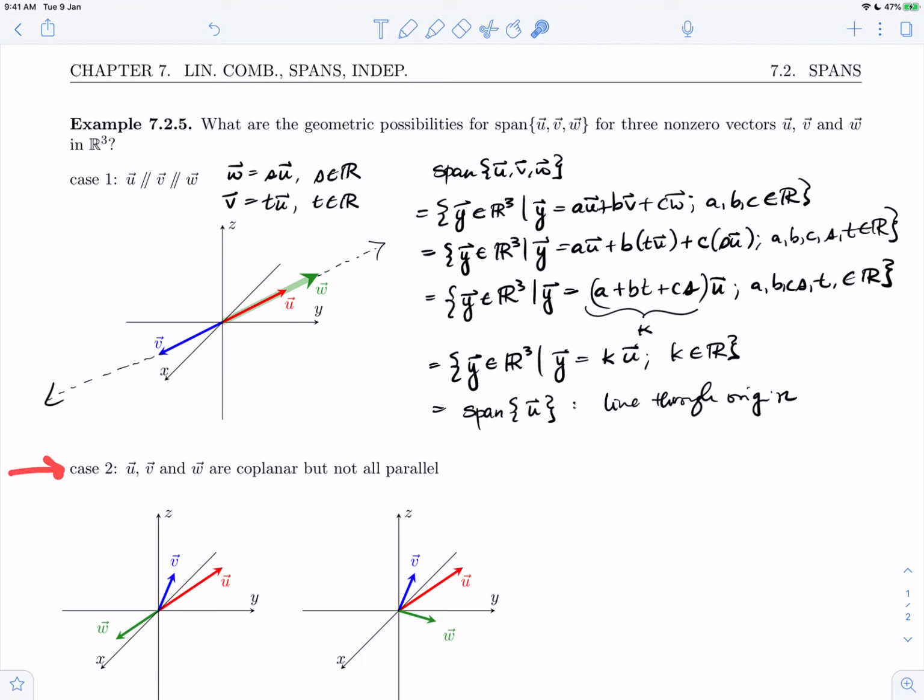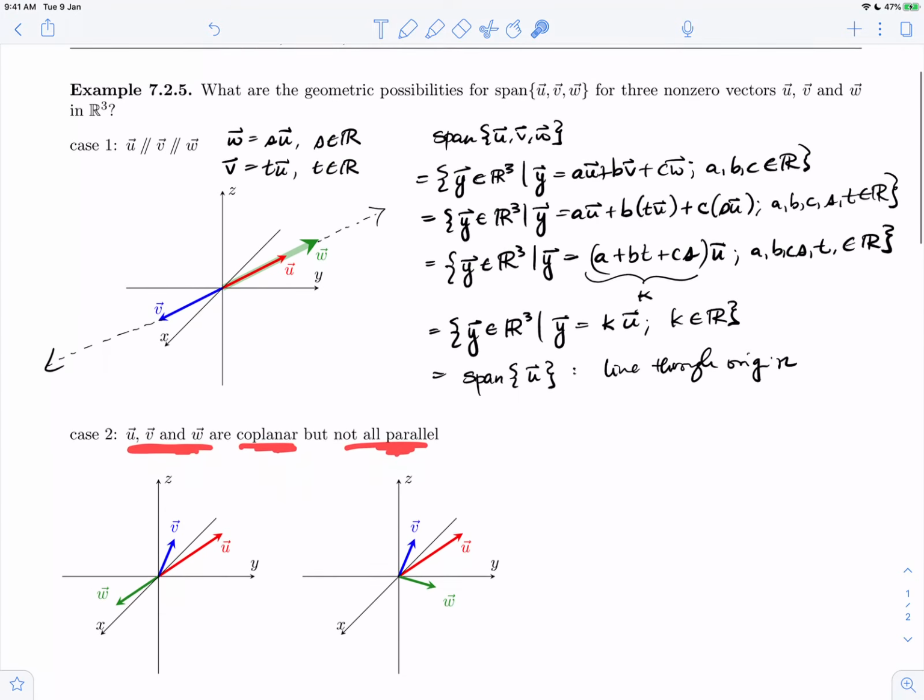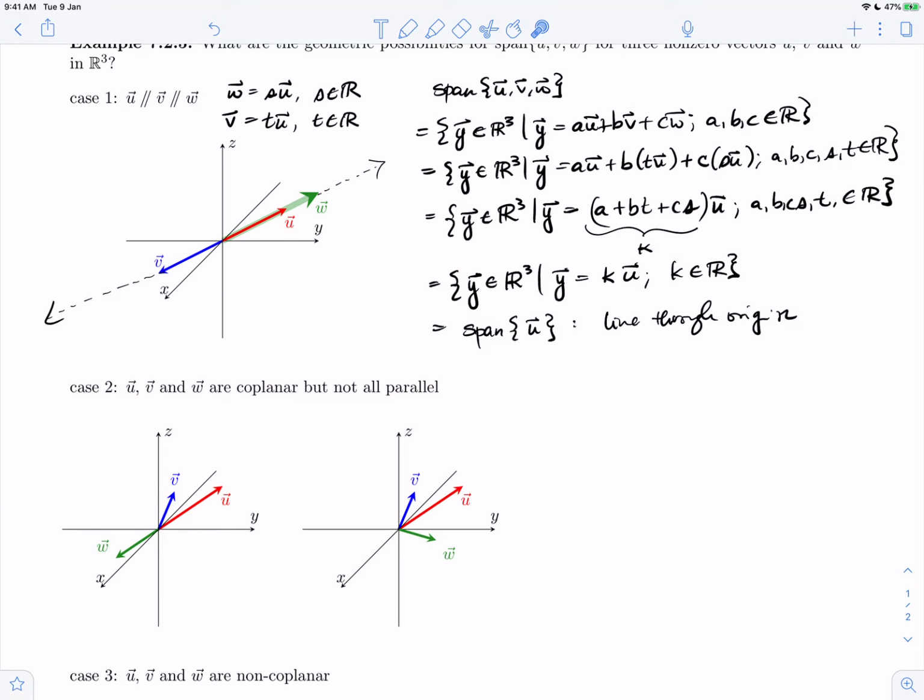Case 2 says, what if we know that u, v, and w are coplanar, but not all parallel? The diagrams here show two cases. In the first case, w and u are parallel, but v is not. And in the second diagram, we have three vectors which are all coplanar, but no pair of them is parallel. In each of these situations, we're imagining that these three vectors can be contained in a plane.